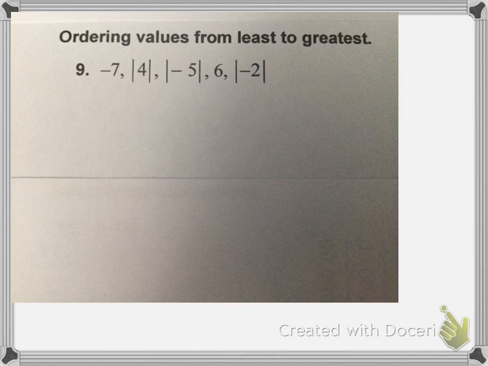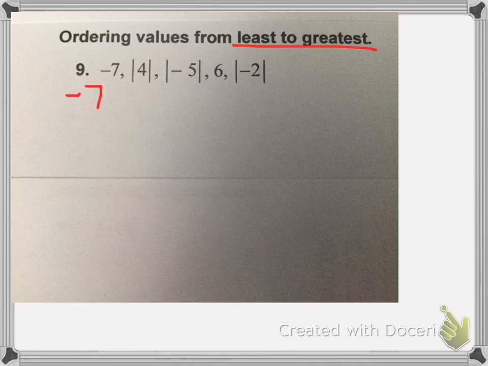For this next part, we're going to be putting the values in order from least to greatest. Now you want to be careful because sometimes they ask you to do least to greatest, sometimes they ask you to do greatest to least, so you always have to read very carefully. When you are doing this, the first thing you should do is find the value of each integer, or in this case, absolute value. So we have -7 is the first one.